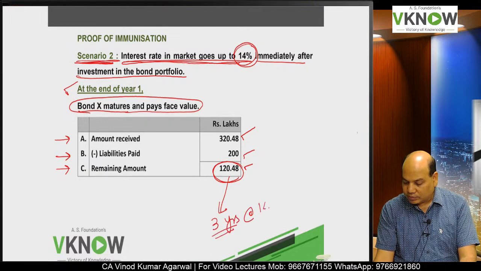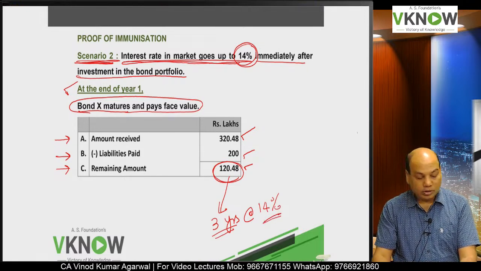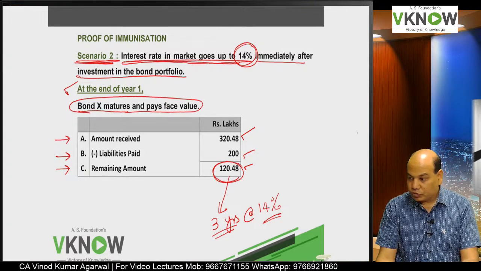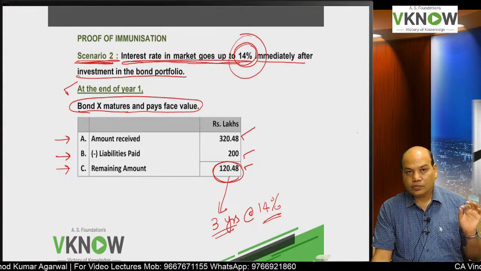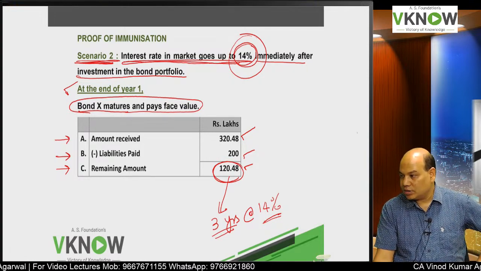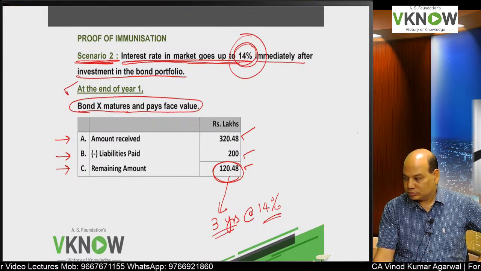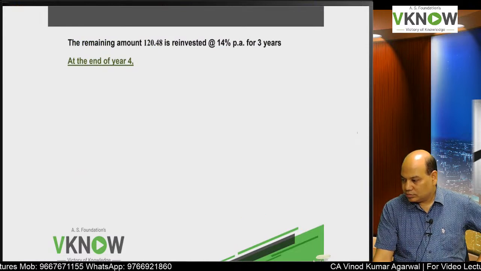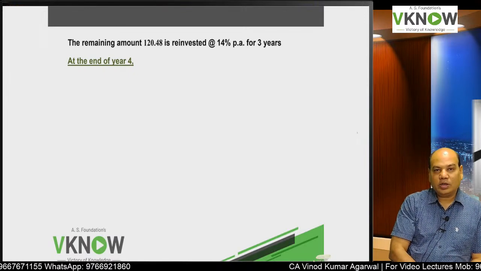At what rate? At the rate 14%. This amount will be reinvested for 3 years because next liability is due after 3 years. So we'll invest it for 3 years at the market rate of 14%. Okay. Up to this is right. Say yes or no. Up to this is right. Yes, keep replying everybody.